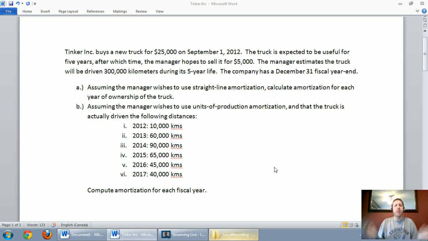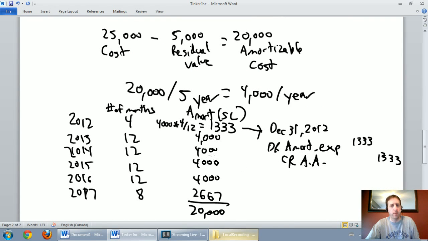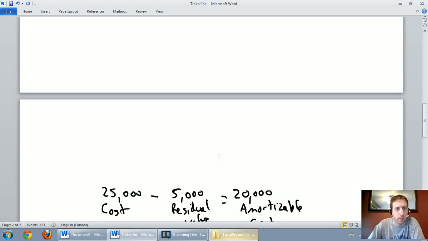I thought I'd discuss units of production before actually doing the problem. So straight-line amortization says amortize your asset the same amount every year just because time ticked by, you know, the asset's a year older. In this example, it was $4,000. So each full year, we amortize our asset for $4,000.